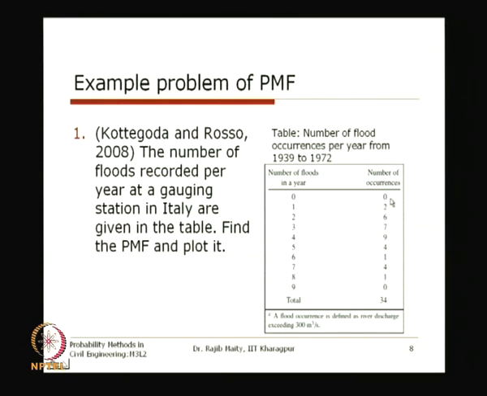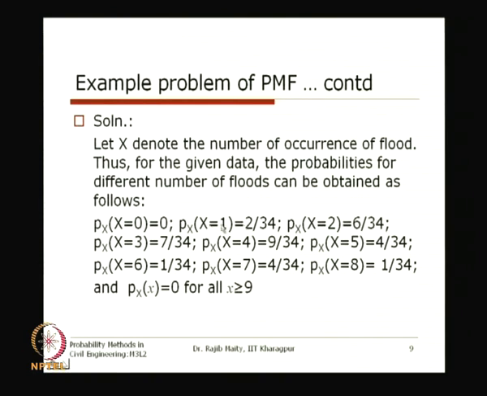Similarly, if we want to know the probability that X equals 1, from this sample data, there are 2 such occurrences out of 34 years. So, 2 by 34 should be the probability for that specific value of the random variable, X equals 1. So, P(X=1) is equal to 2 by 34. Similarly, for X equals 2, 6 by 34, X equals 3, 7 by 34, and so on, we are getting all these probability values.